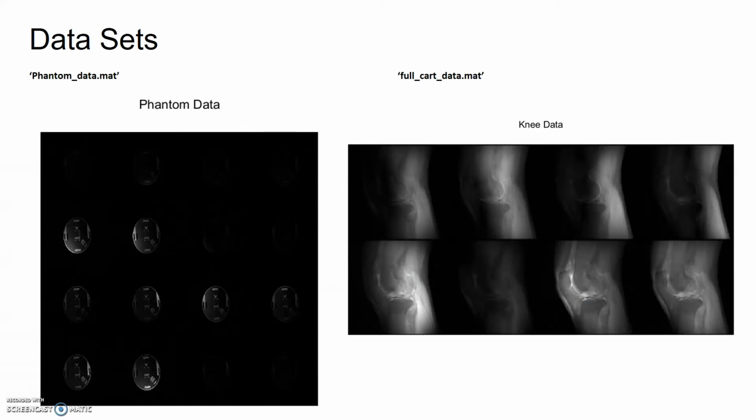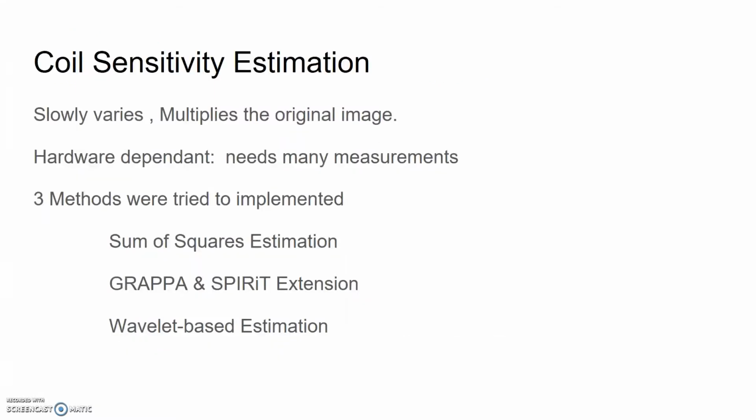There are two datasets that we used. The first is the 16-channel data of a physical phantom taken in a 3 Tesla scanner using a turbo spin echo sequence. The individual slices are stored in a 256 by 340 complex matrix. The second is an 8-channel data of a human knee taken in a 3 Tesla scanner. Individual slices are 320 by 320 complex matrices.